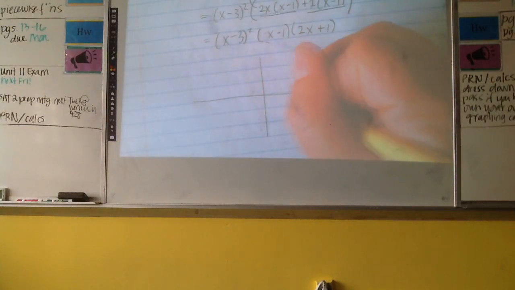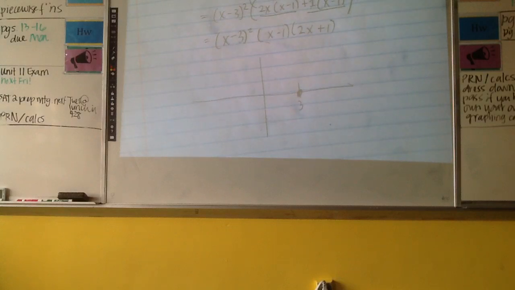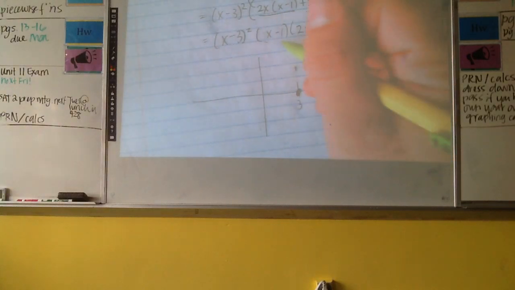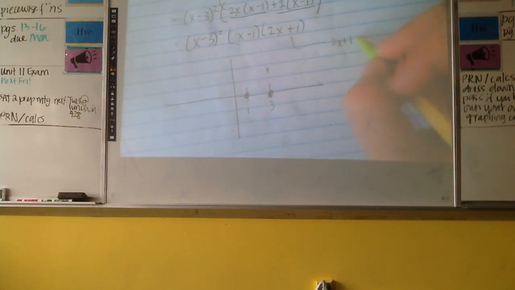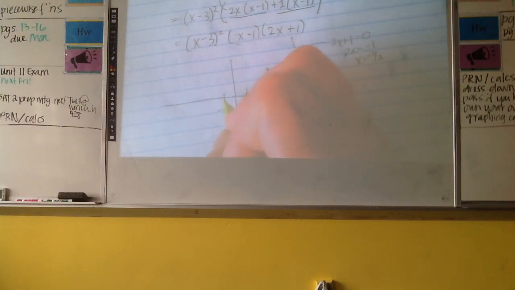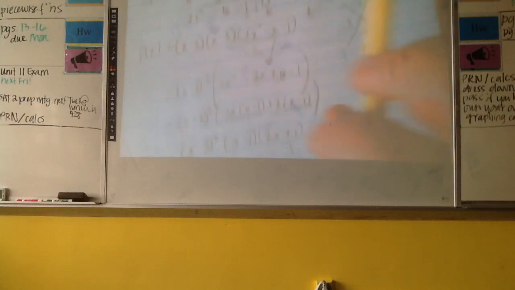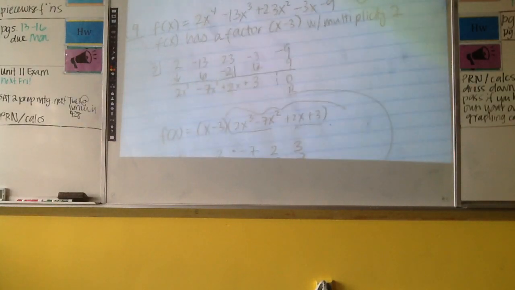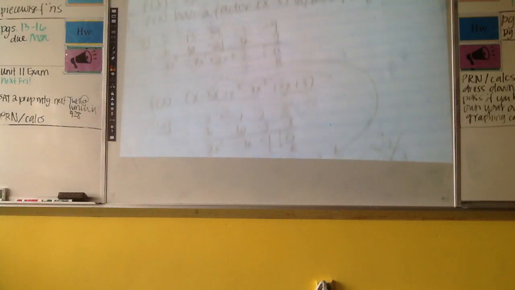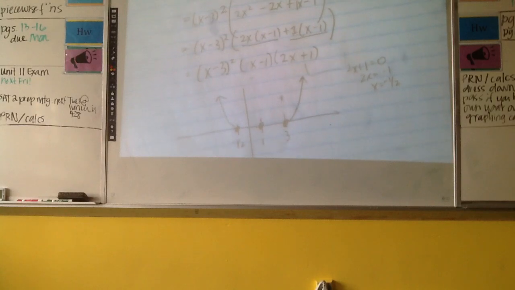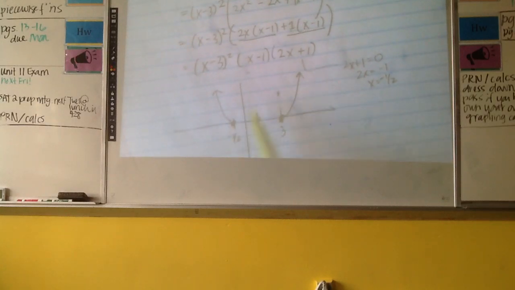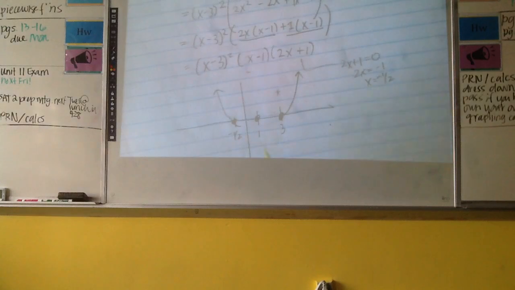There's a root at 3, with multiplicity 2. I'm going to star that so I remember. There's a root at 1. There's a root wherever 2x plus 1 is 0. It's degree 4. Oh, here's its end behavior. It's got to go like this. It's got to go like this. Let's connect the dots. Okay, negative 1/2, multiplicity 1, so slice.